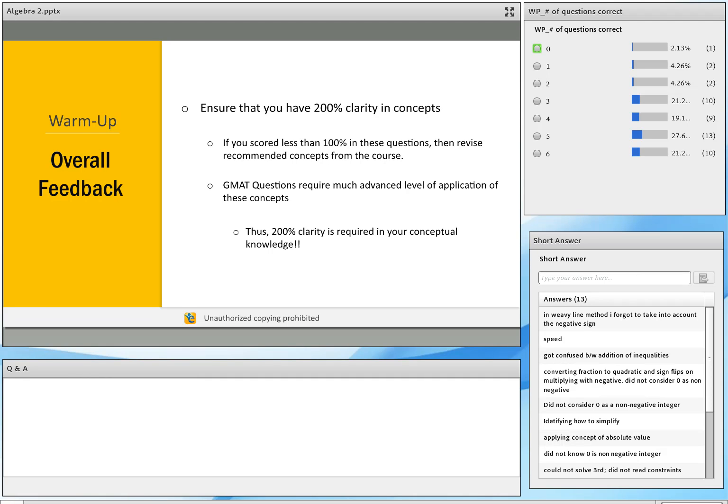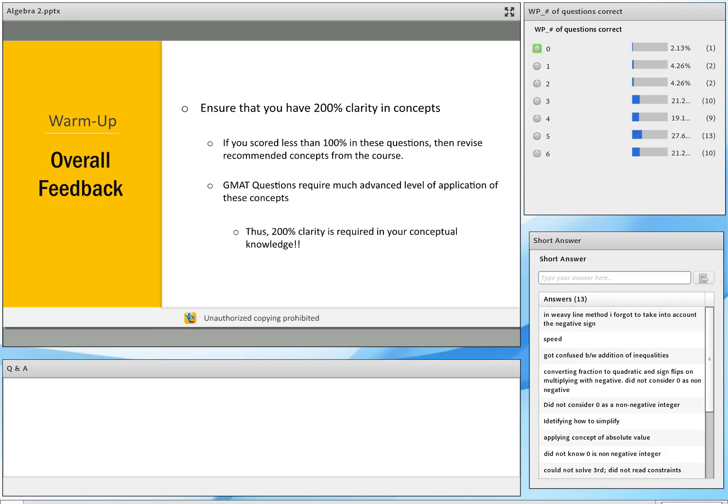Okay, identifying how to simplify, that is good, but you need to be more explicit. One of the columns in your error log has process skill as the issue, so that process skill is simplification, but you need to add detail in the other column to indicate what kind of simplification were you not able to do. In this case, you were not able to simplify a fractional inequality into a quadratic inequality. That's the simplification that you were not able to do. Okay. Now in wavy line method, I forgot to take into account the negative sign. This is a conceptual issue.